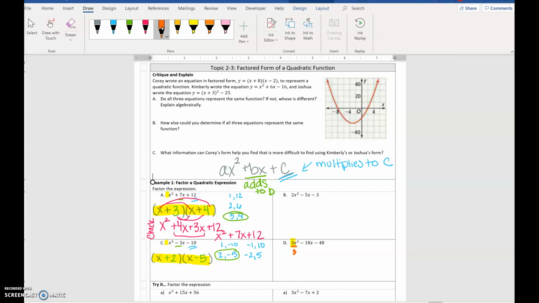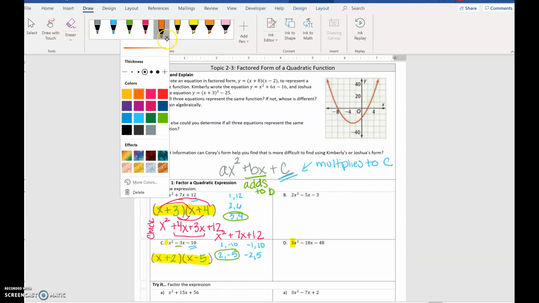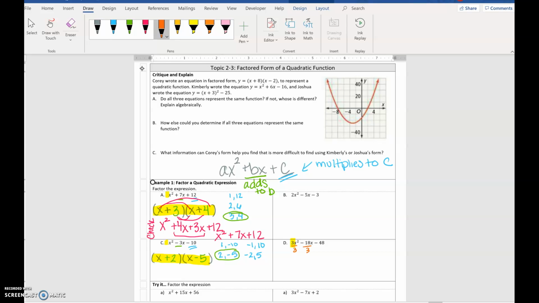Let me make this a little bit skinnier. Again, 3 goes evenly into all of these, so I'm going to write it with 3 on the outside, because I'm taking a 3 out. What would be left is x squared. Negative 18 divided by 3 gives us negative 6x. Negative 48 divided by 3 gives us negative 16. This is now looking like the earlier ones, except for the 3 on the outside. We're just going to bring the 3 with us.